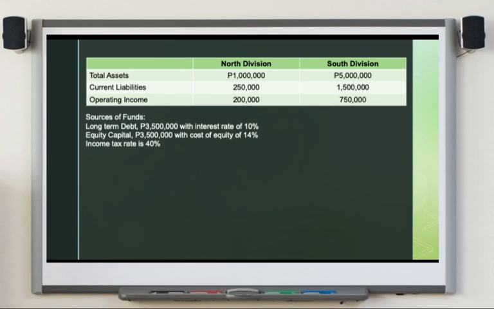Now, in this case, as compared to the computations of residual income, the cost of capital is different from the required rate of return, although in some problems it is almost the same. For this computation of economic value added, if you are given different kinds of sources of fund, you need to compute for each cost of capital for each classification of fund.